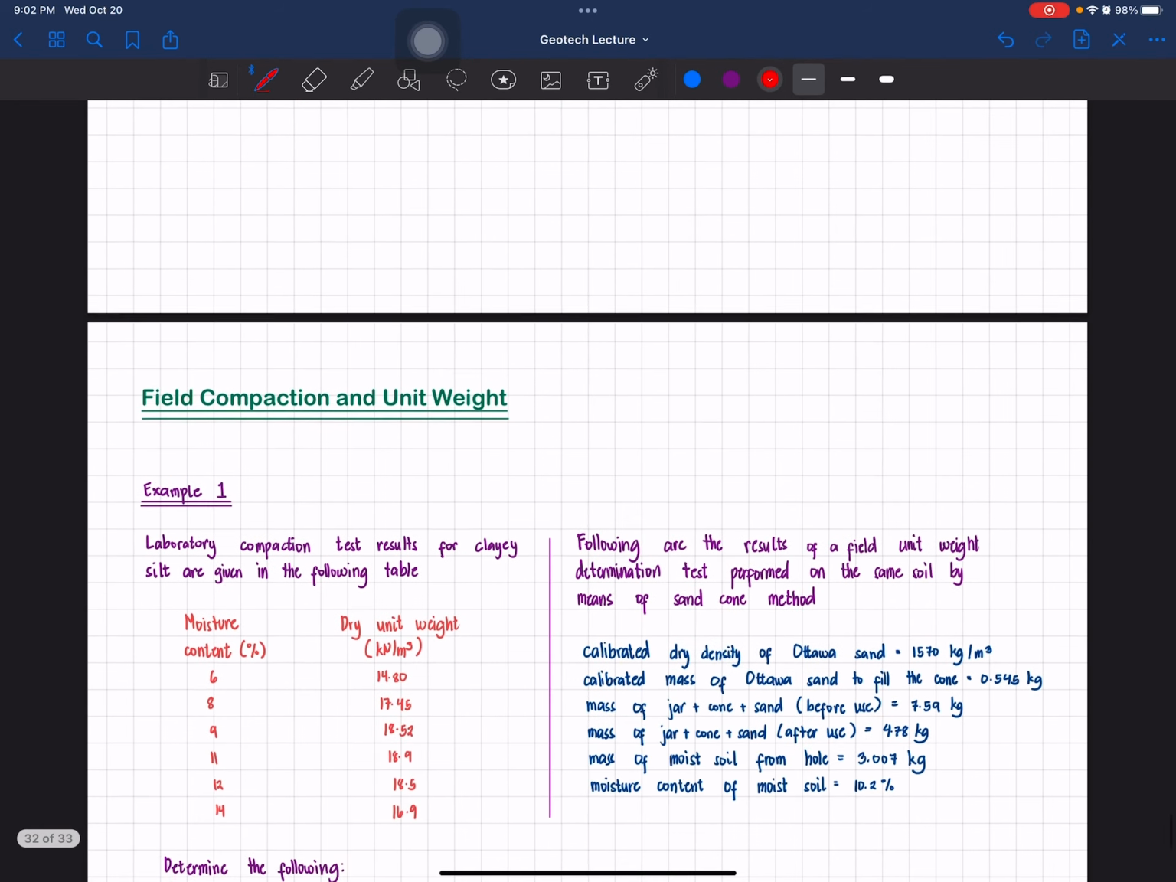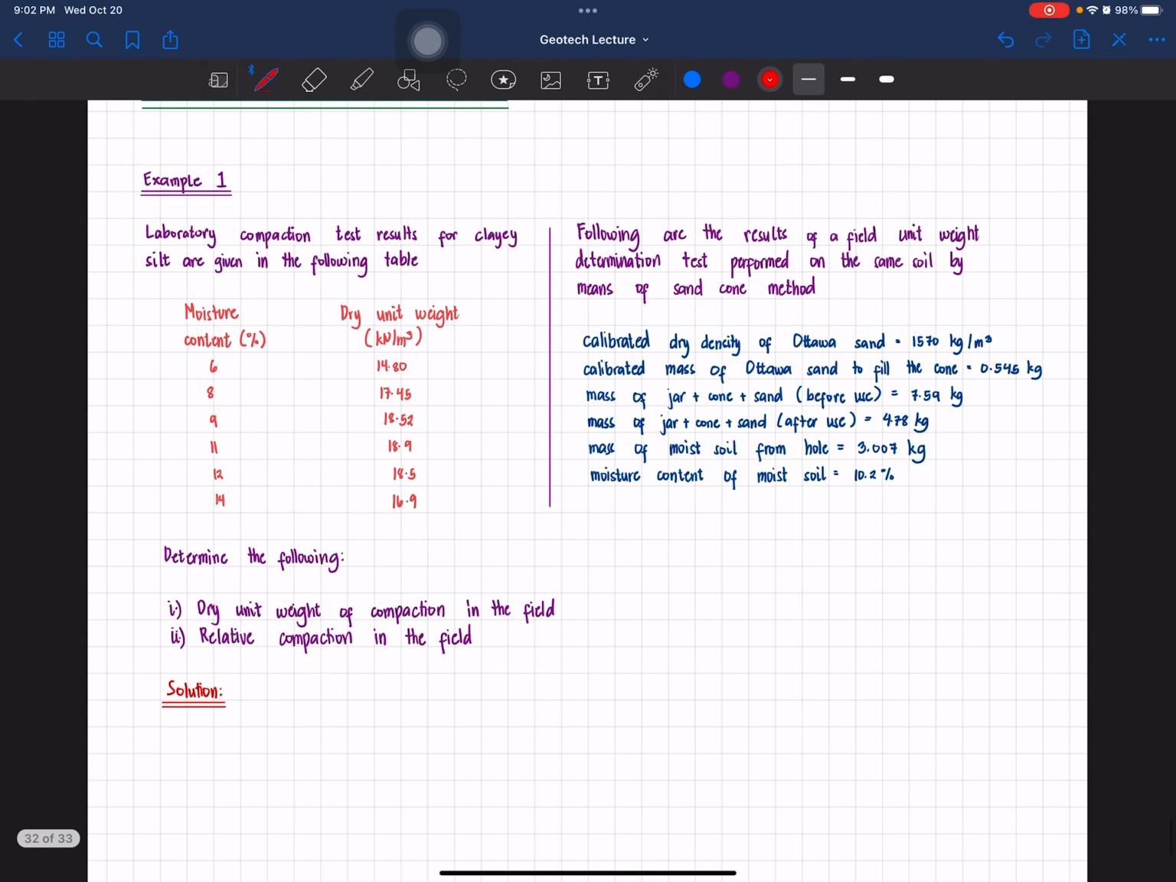Okay? This one is medyo complicated. Okay? So, in this scenario, guys, kahit mag-focus na lang tayo dito kasi there are actually two givens or dalawang given dito. Okay? The first one is we need to estimate the dry unit weight of compaction in the field. And then the second one is actually the relative compaction in the field.